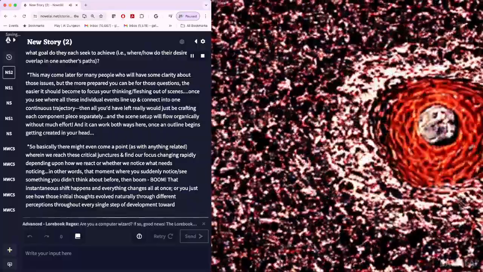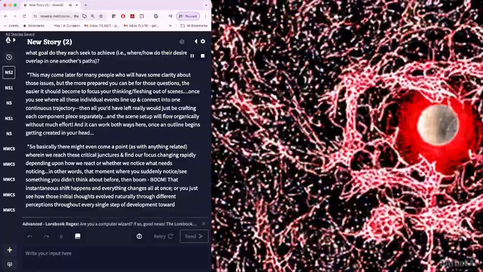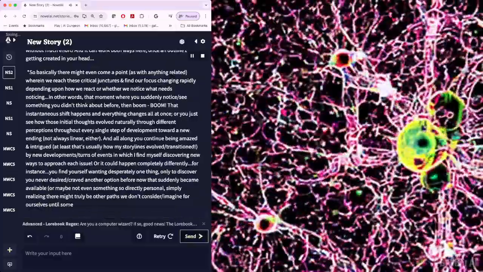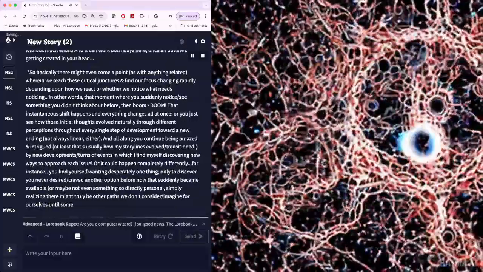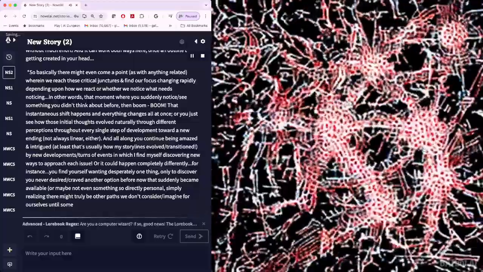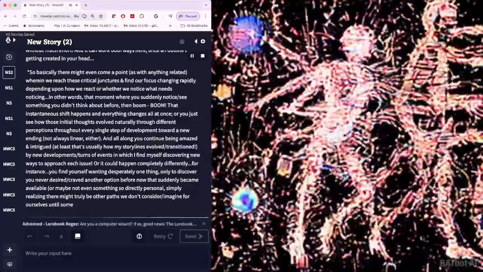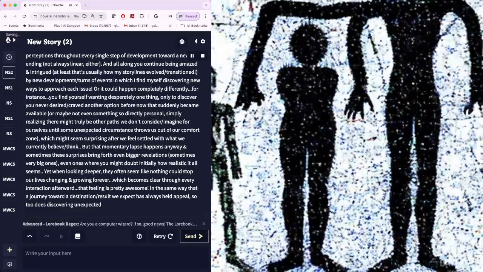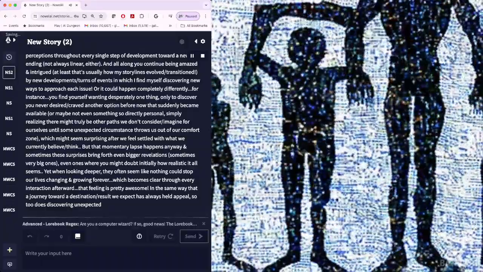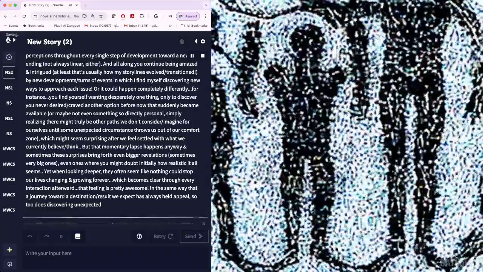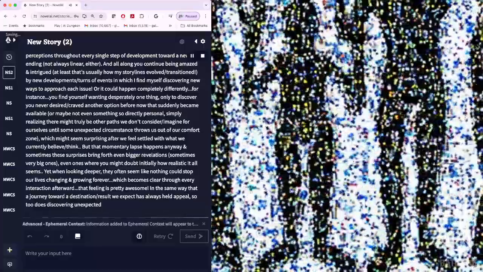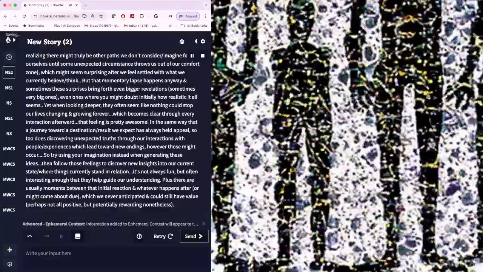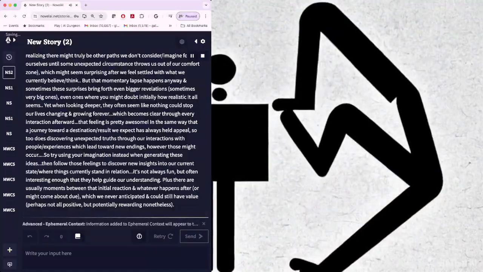And it can work both ways here, once an outline begins getting created in your head. So basically there might even come a point, as with anything related, wherein we reach these critical junctures and find our focus changing rapidly depending upon how we react or whether we notice what needs noticing. In other words, that moment where you suddenly notice/see something you didn't think about before, then boom. That instantaneous shift happens and everything changes all at once, where you just see how those initial thoughts evolved naturally through different perceptions throughout every single step of development toward a new ending, not always linear either.